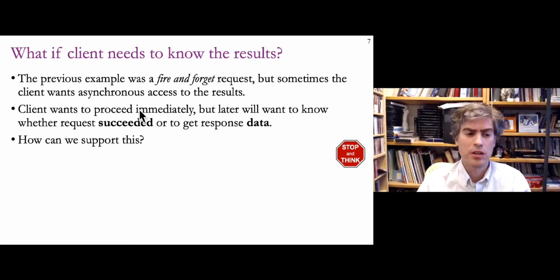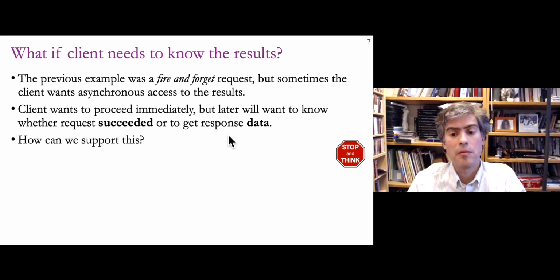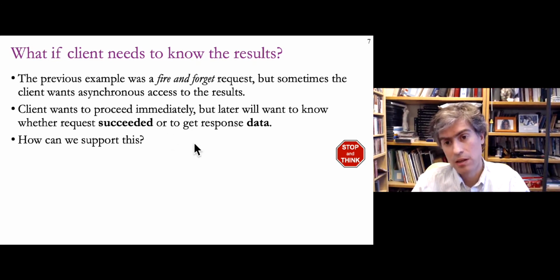But that's not always good enough. Sometimes the client wants to have an asynchronous request, but still be able to see what the final results are of the operation. We want to be able to proceed immediately, but later we want to know whether the request succeeded, and we might want to get some response data, or if it failed, we want to get an error code or something like that. But we don't want to wait for it initially. We want to kind of have our cake and eat it too.